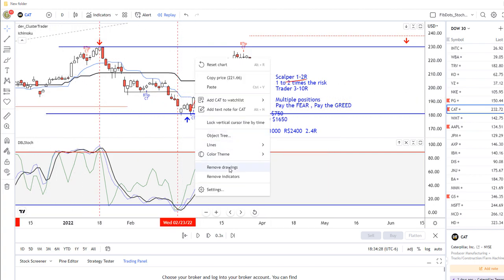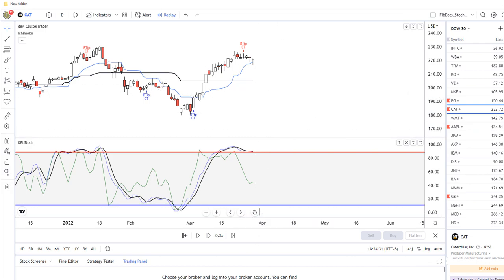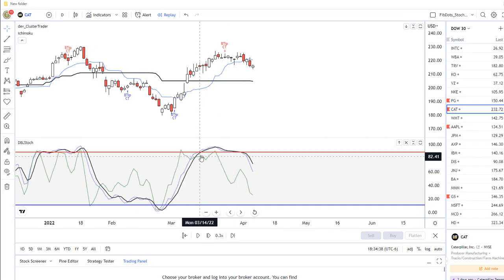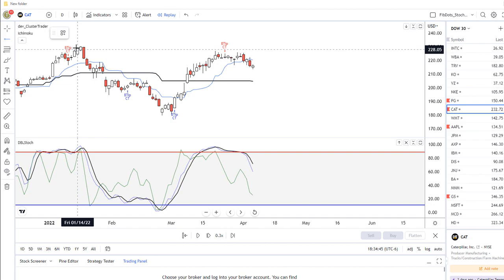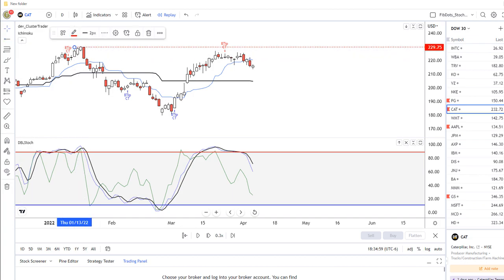Okay, so we'll remove the drawings. All right, now what I'll be doing here is, let's just go ahead and walk forward. Now, see how our oscillator went extreme overbought right here? I'm going to take this. I love to use the horizontal ray. Anytime I see a level like this where my oscillator was extreme overbought or extreme oversold, I wait for the market to peak and start to roll over, and now I'm going to drop that line in right there, and I'm going to consider that resistance.